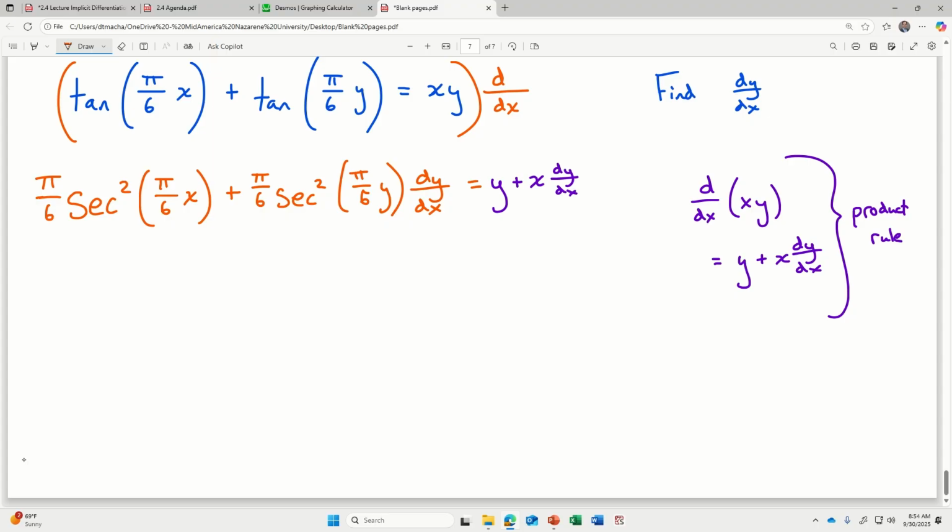Now we've done the differentiation, we just need to solve for dy/dx. And so maybe what I do is I say we'll start with pi over 6 secant squared of pi over 6 x minus y. I'll go ahead and subtract y from both sides. It has to be equal to dy/dx times x minus pi over 6 secant squared pi over 6y.